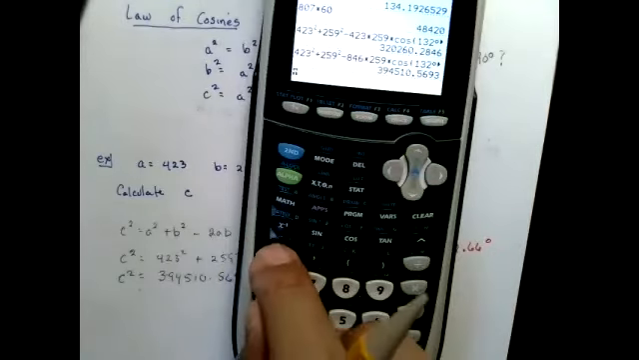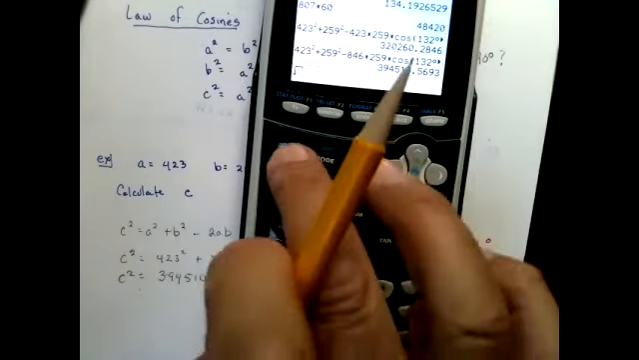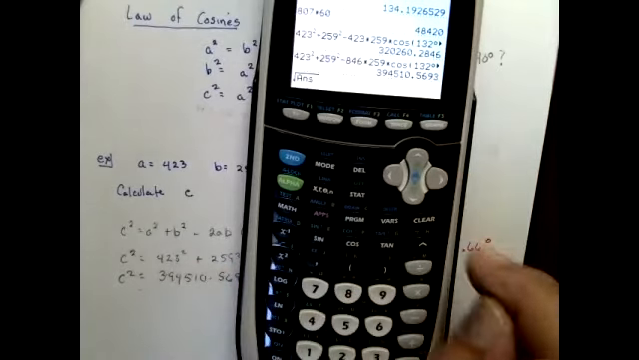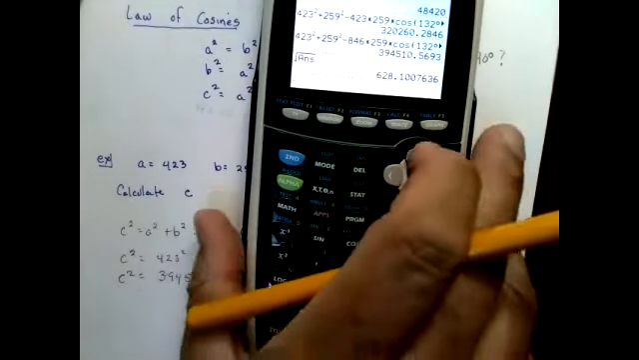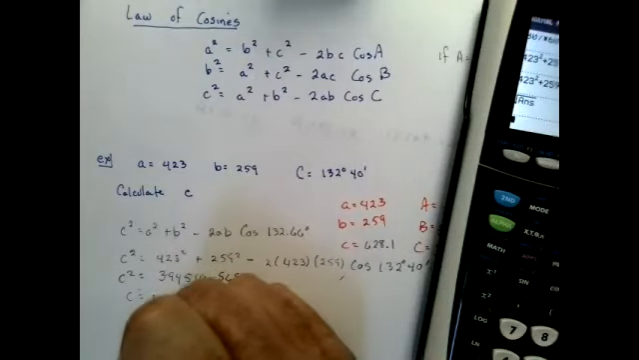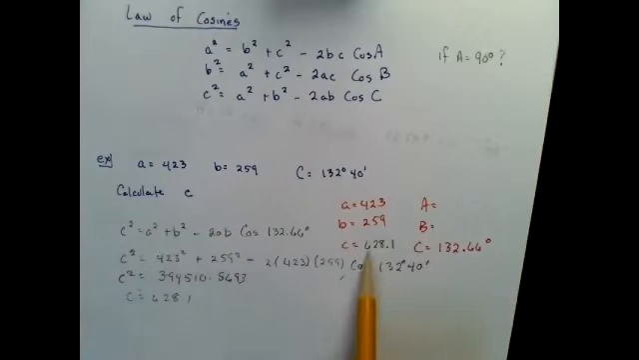So it's second, that guy right there above the x squared. Second, down here at the bottom is this minus, which gives me the answer. And if I hit enter, I get 628.1. Okay, and that's the answer we got right here.